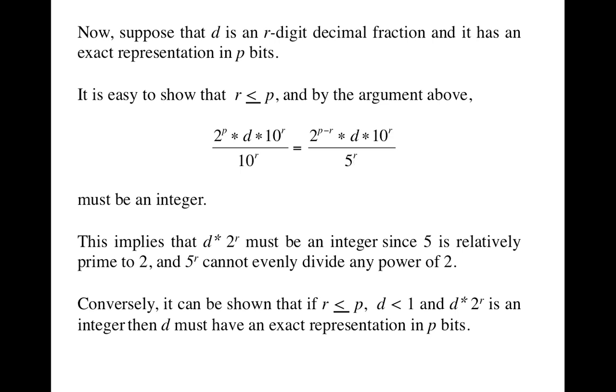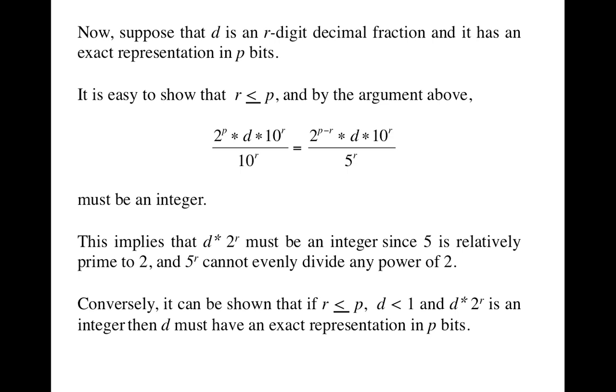And that must be an integer. There's no other way that we could generate an integer out of this, because this thing will not evenly divide. That 5 would never divide 2 to the p minus r. It has to be able to divide this evenly. And when it does, it's basically d times 2 to the r.